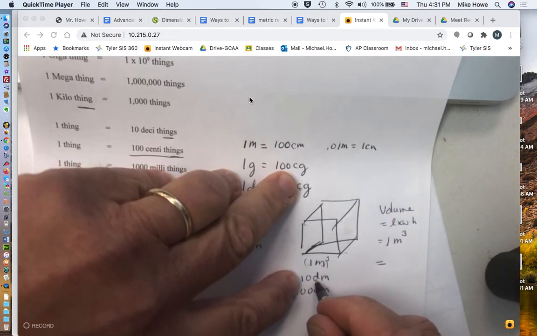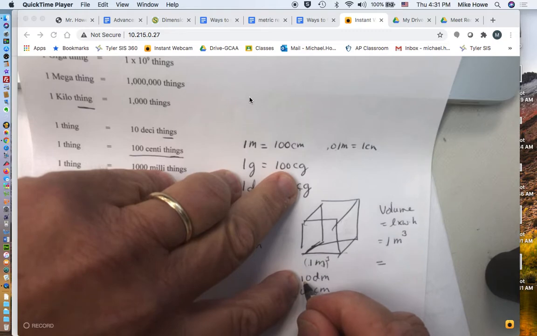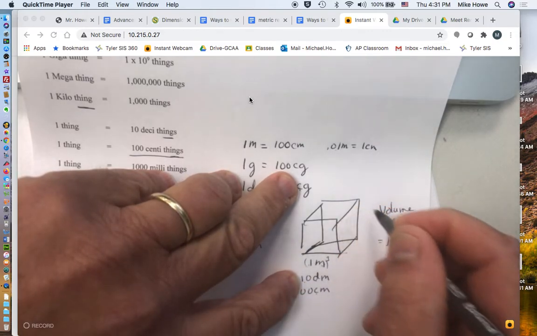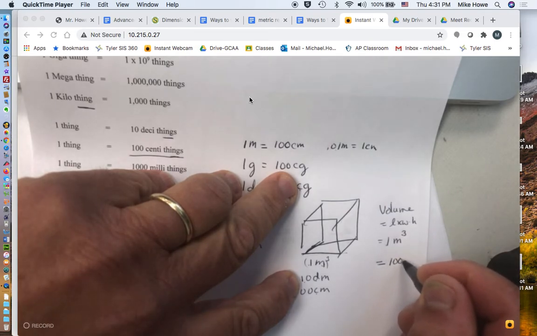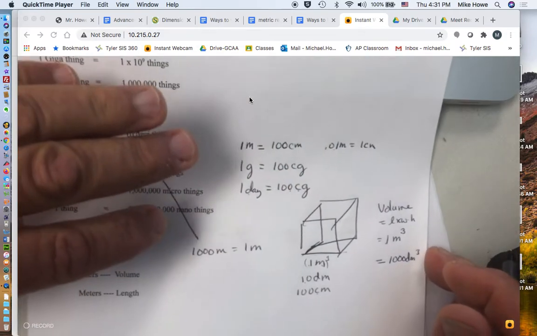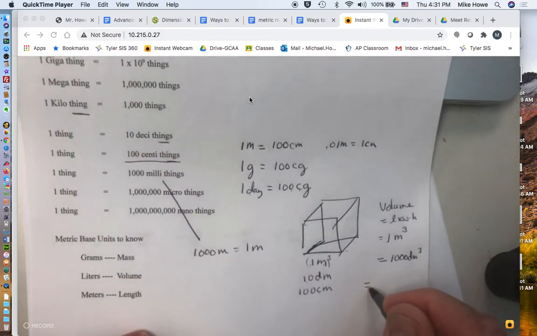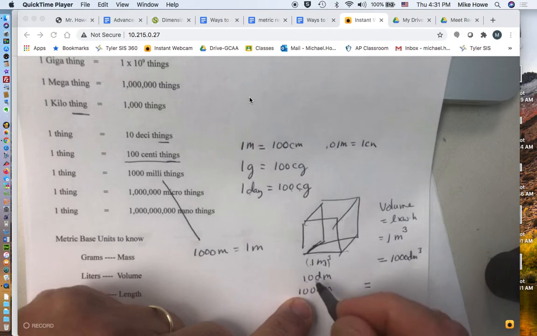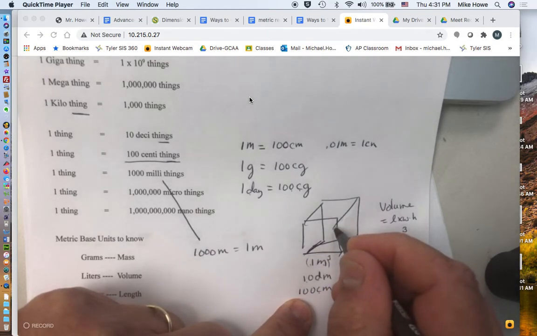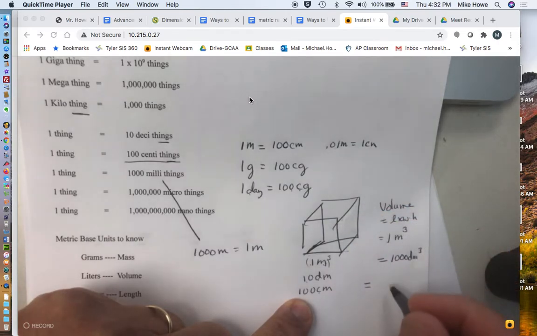If we do this in cubic decimeters, then 10 decimeters is one side, so the volume would be 10 times 10 times 10. That would be 1,000 cubic decimeters. So 1 cubic meter is 1,000 cubic decimeters. If we do it in centimeters, it's 100 centimeters this way, 100 centimeters that way, and 100 centimeters deep. So we're really looking at 100 times 100 times 100, which is 1 million cubic centimeters.